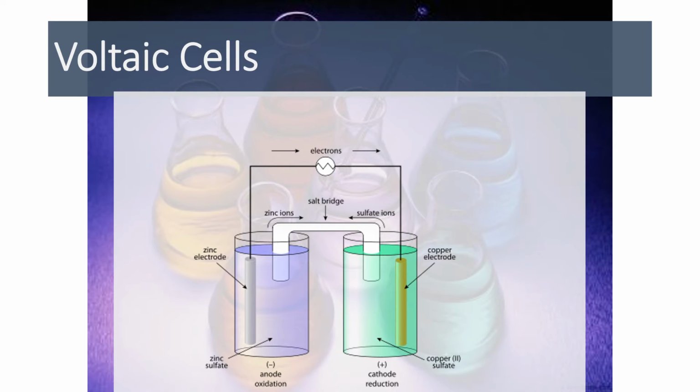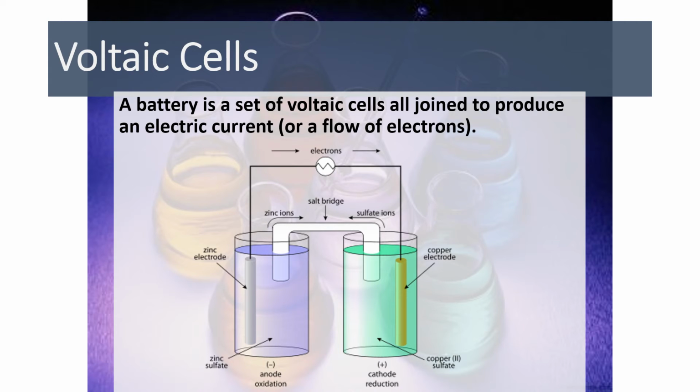So we see it all right here. This battery is just a set of voltaic cells joined together to provide this electric current, or this flow of electrons. That's why we need this cell to be working. And that's kind of our end goal: we have this reaction happening, and once the reaction is complete, there's no more flow of electrons, and that means the battery is no longer there.